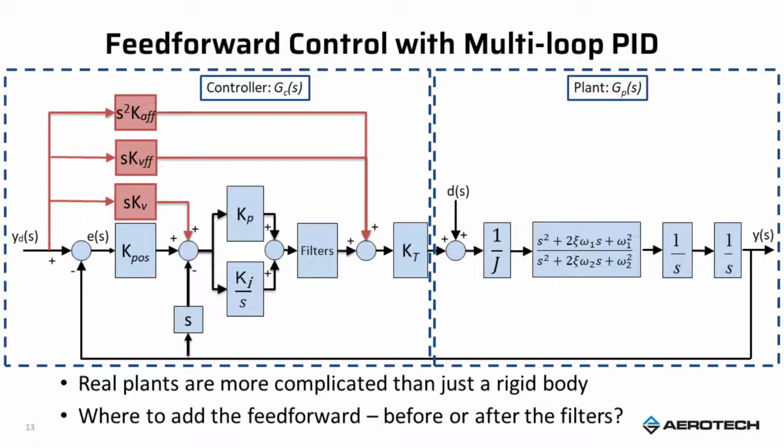The other question is, well, should the feed forward be added after the filters or before the filters? Commonly, I like to add them after the filters. However, if you would expect that your command is going to have frequencies which will stimulate the resonance in the system, it may be advisable to put them before the filters. And then you'll filter out those frequencies which would stimulate the resonance and possibly have a more stable system in terms of its responses to the command.